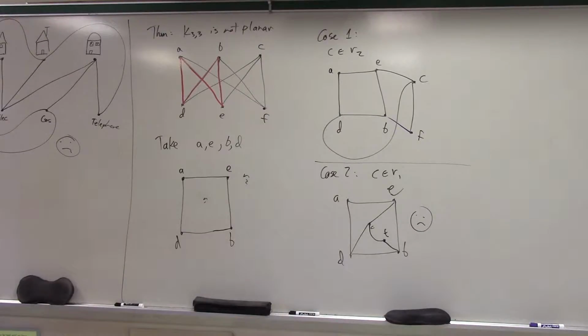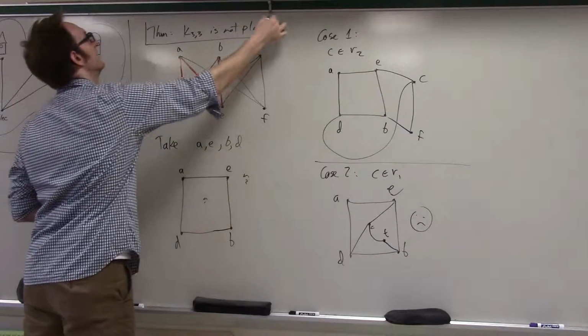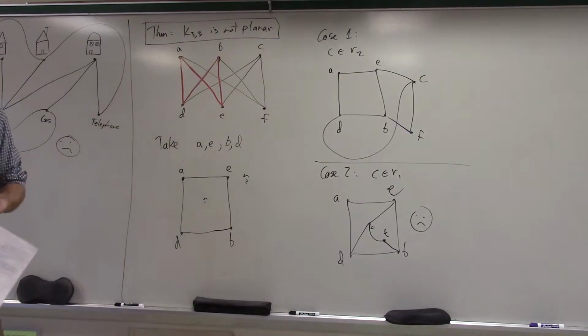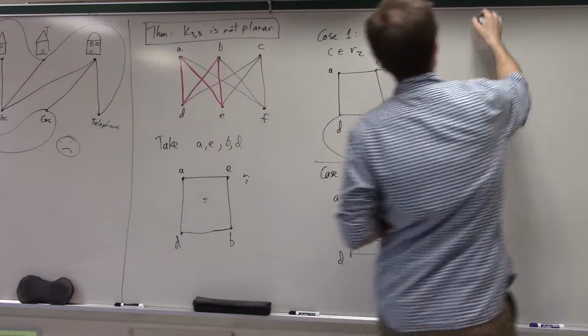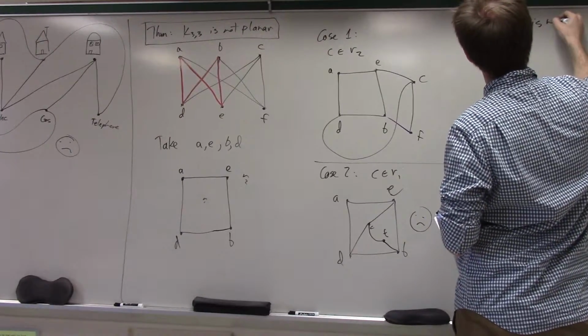Okay, cool. Well, it turns out that K3,3 is not just some random graph which is not planar, but it is one of the fundamental building blocks of non-planarity. The other one being K5. So another theorem: K5 is not planar.